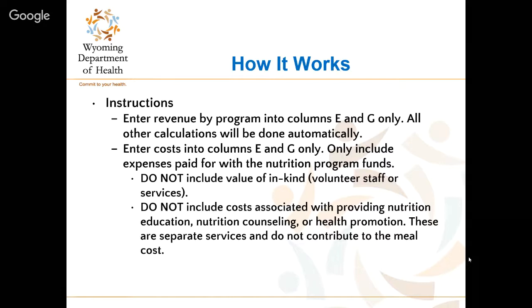Once you've entered your revenue, you'll go down to expenses, and you'll want to enter all of these again into E and G only. You'll only want to include expenses paid for with the nutrition program funds. So the revenue you reported in the upper portion should only be nutrition program funding, and you'll want to be doing the same for expenses.